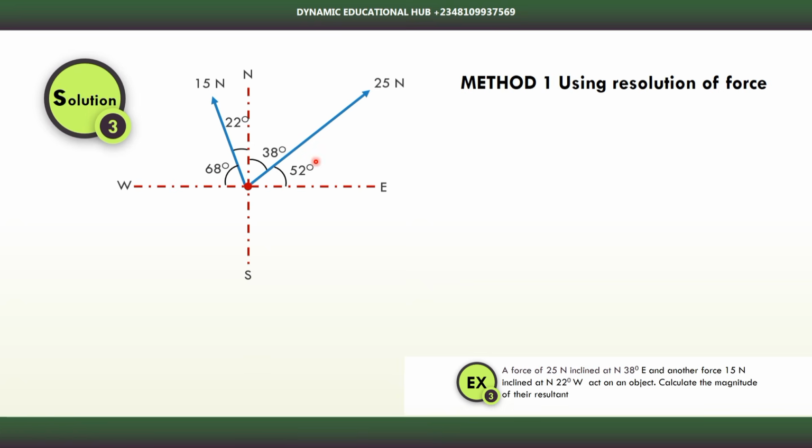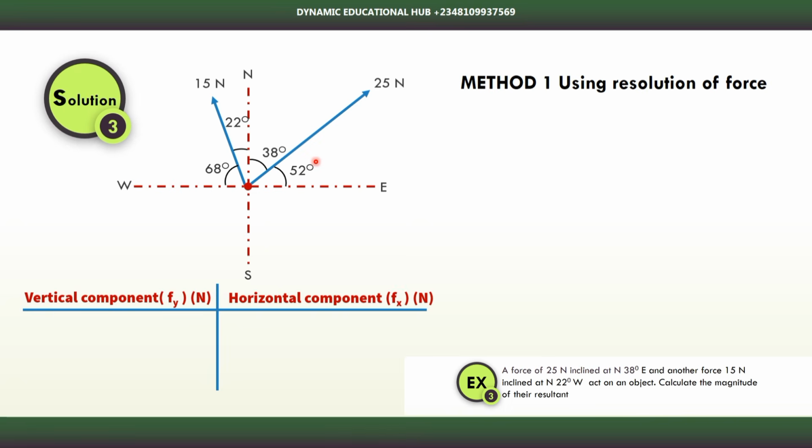Now we can start resolving our force. We have the vertical component as shown and the horizontal component as shown. We pick the first force, so we are starting with 15. For the vertical component, that will give us 15 sine 68. When you press your calculator, you get 13.91. So we find the vertical first, then we move to the horizontal. For the second one, the vertical component is 25 sine 52 degree, which is 19.70. You can choose to find the horizontal or vertical first, or you find it this way.